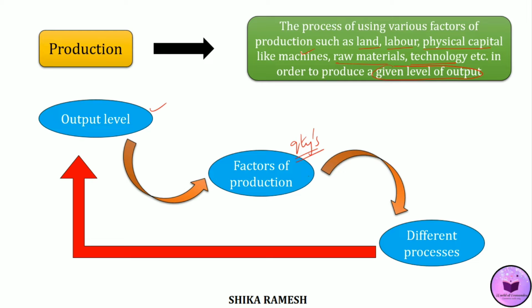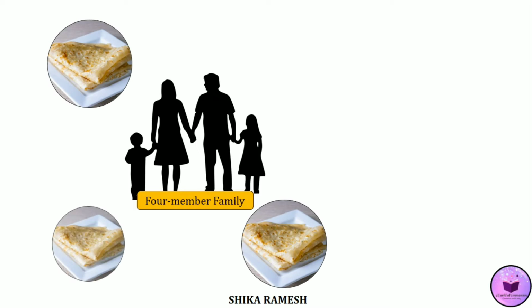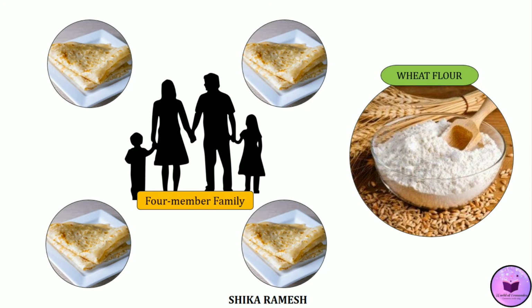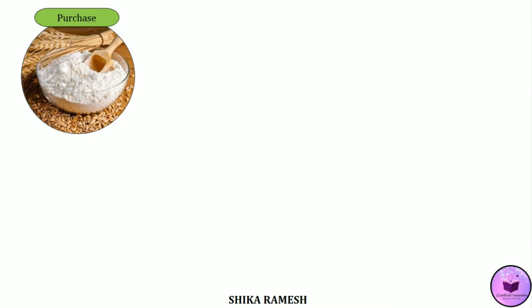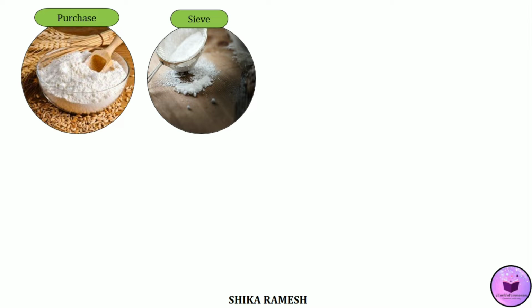Say for example, if there are 4 members in our house and if our mother is to make rotis for us, she usually knows how many rotis each member of the household consumes. So in order to produce these rotis, first of all we need atta or wheat flour, which we have to buy from the market. So the first process is to purchase the raw materials. Then the next step is to sieve the wheat flour or atta so that any dust particles or any other grains are removed from the flour. So that is our sieving process.